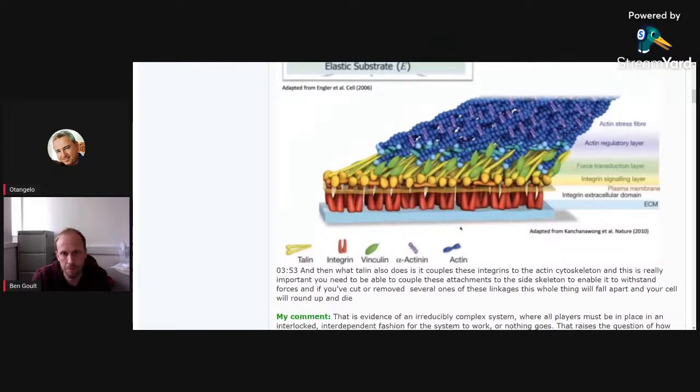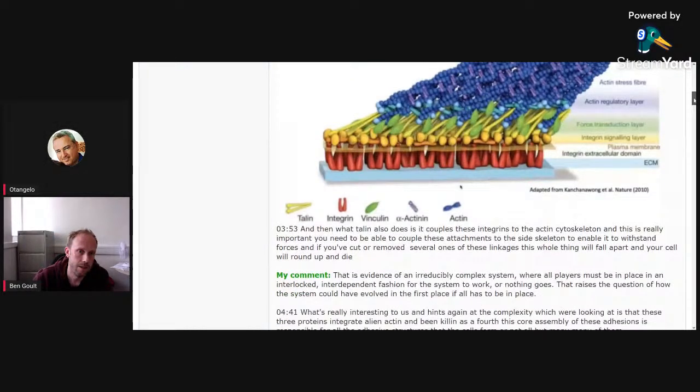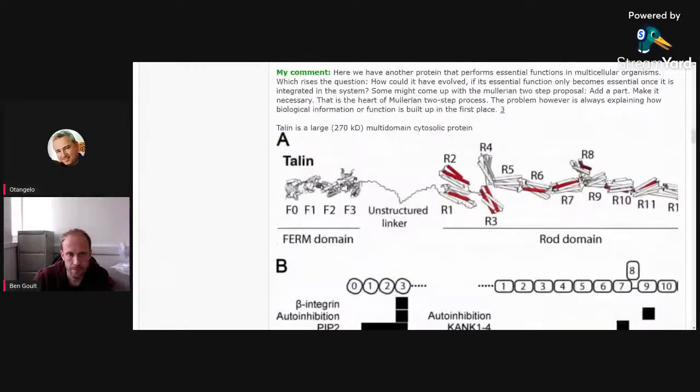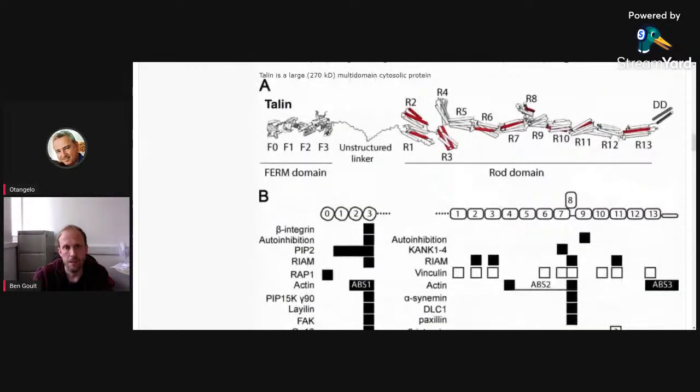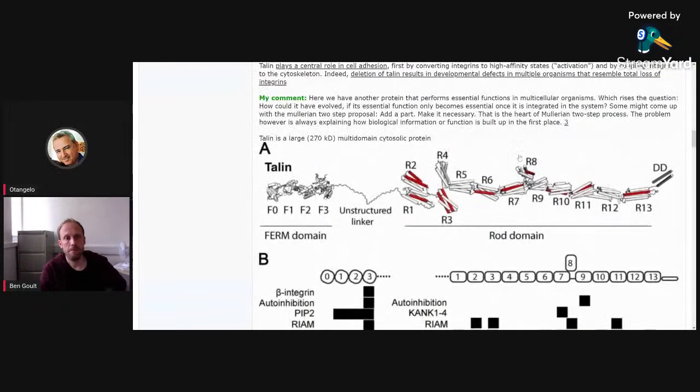I don't know if you've got a nice figure of what talin looks like. Yes, let me scroll down here. If you have anything to share, feel free, just tell me and I'll put it on the screen, okay? Okay, sure. So this one's fine. These are most of my stuff anyhow.